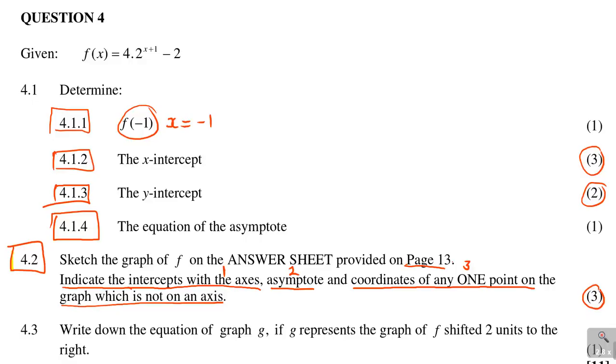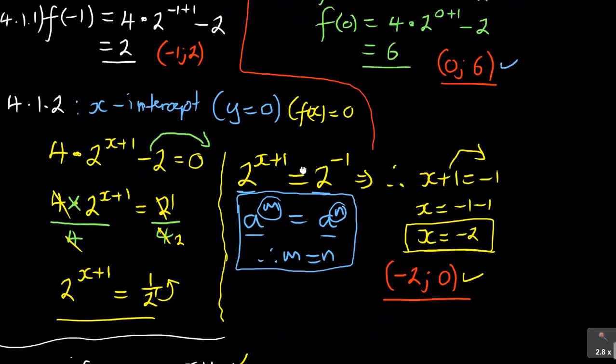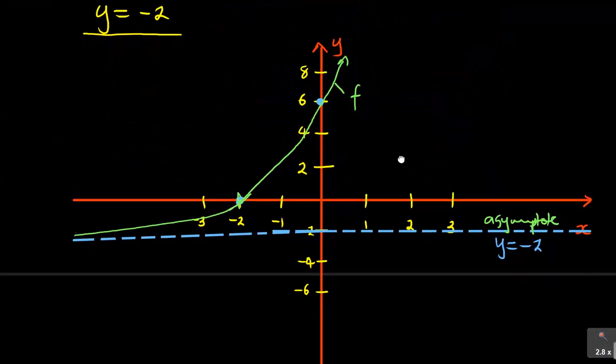That is any other point that they are asking for. If I go to the question, it says coordinates of any one point on the graph which is not on the axis. So it must not be on the x-intercept, it must not be on the y-intercept, but at any other point on the graph. So that point that you can choose is the one where x is minus 1 and y is 2. So you see the graph was supposed to be passing through that, and then you say minus 1 and 2.